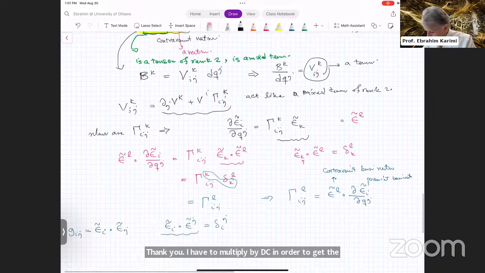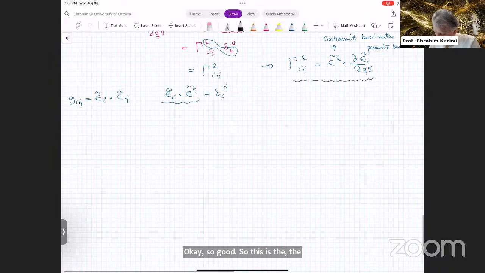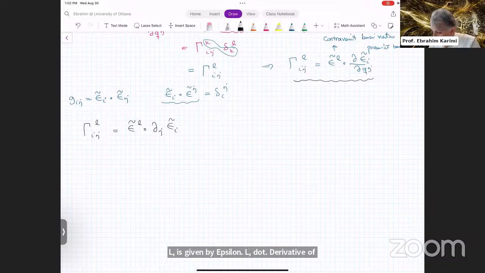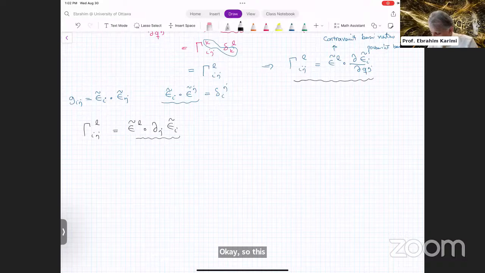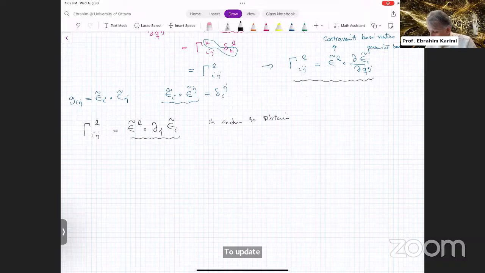Okay, so good. So this is the Christoffel notation of gamma ij. Now gamma ijL is given by epsilon L dot the derivative with respect to J of epsilon I. So this is what we need to do the calculation for, in order to obtain the Christoffel symbols. Okay, is that clear?